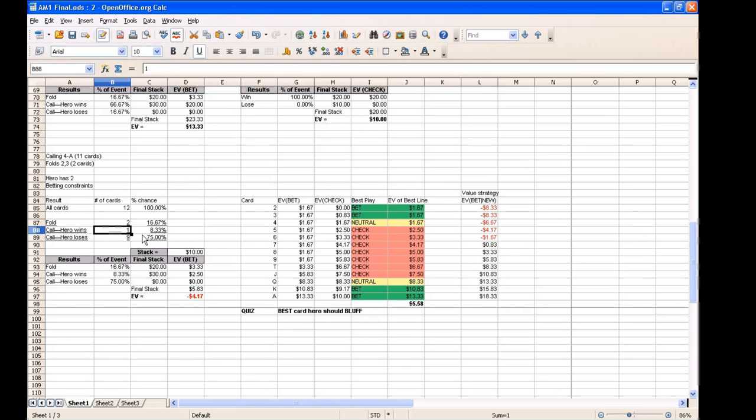So when we have the ace, he's folding the 2 and the 3. We're winning every card, and we're never losing. I mean, we're winning when he calls with those other 10. So our EV 1833, that works out. Now EV of best line. EV of best is going to be the max between our bet and our check, which we already knew. We can drag that down. And our best play here is to check: check, check, check, check, check, check, neutral, bet, bet, bet, bet, bet.